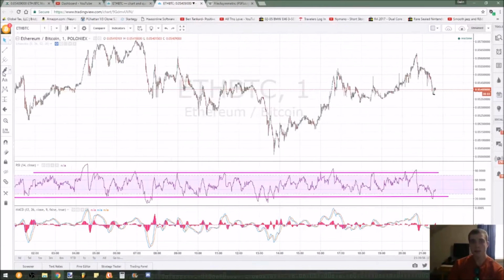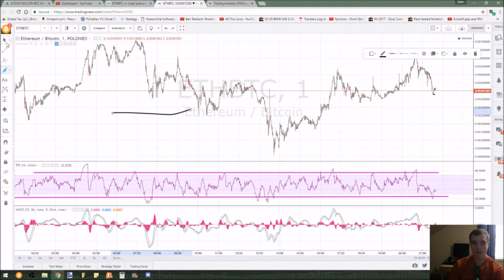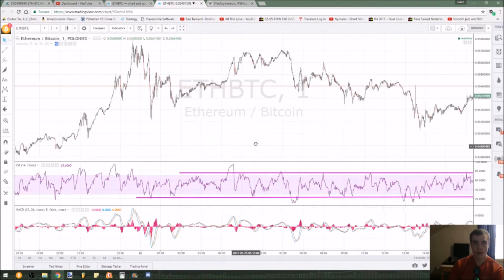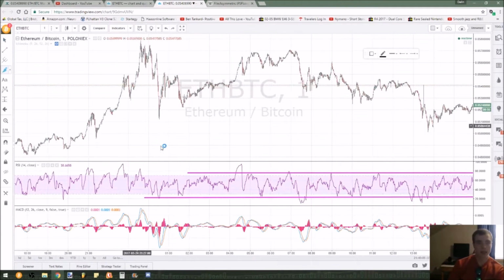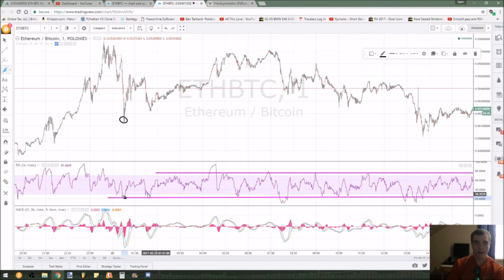So let's see back testing. Let's see how this works for entries and exits. Okay, here we go. Back testing. Now, here would have been an entry right here. Now, this would have been an exit right here, somewhere right here. So we would have gotten pretty good off that trade.